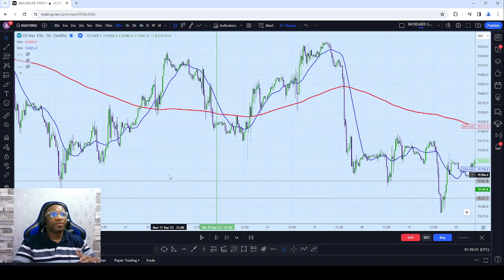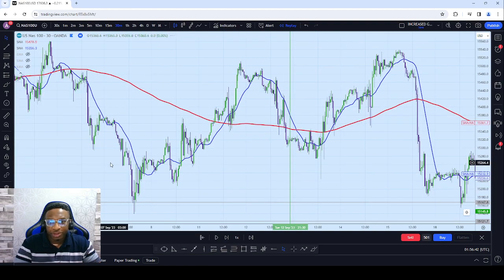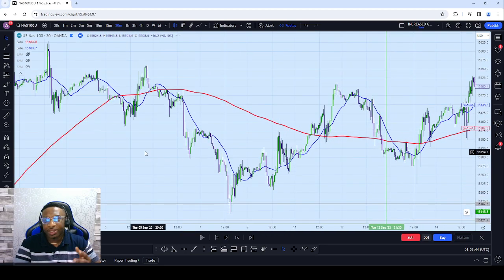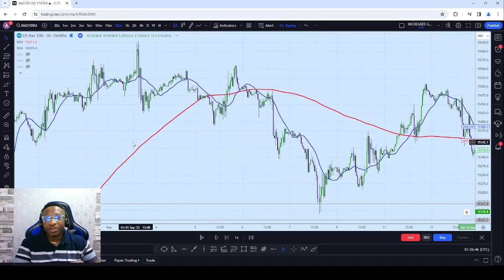So I believe you found value in this information that I shared with you. I believe this will help you as you take this information and make it yours, and then make use of it, apply it to your own trading strategy, how you trade, and then you see that this will be beneficial to you.